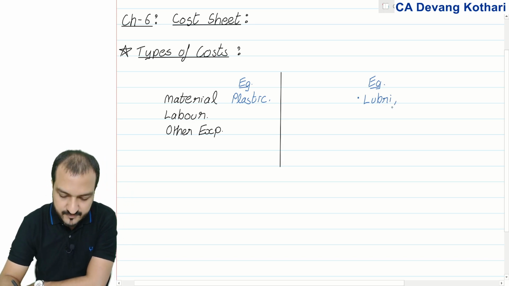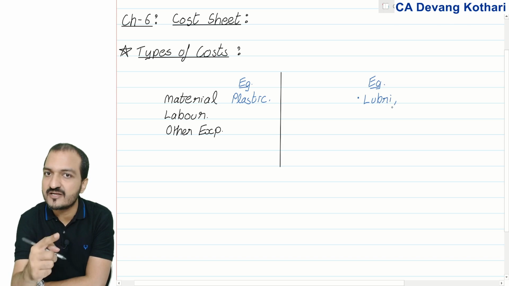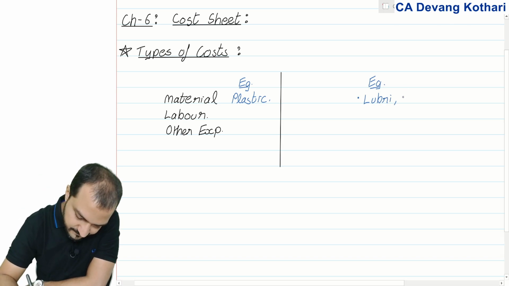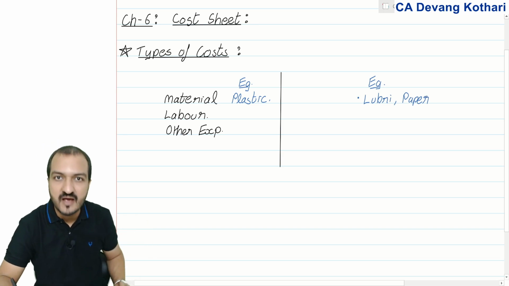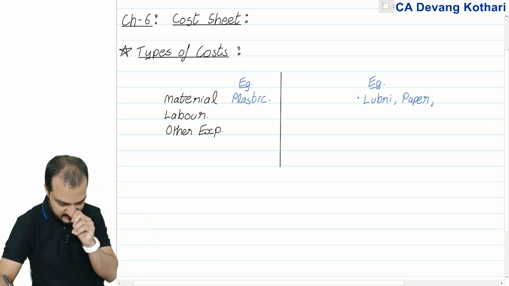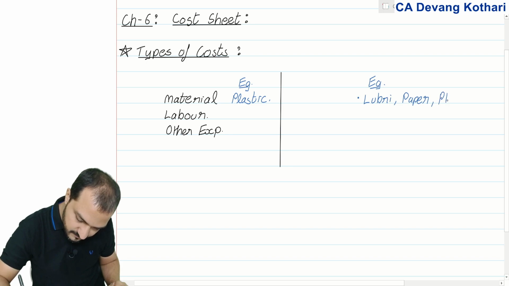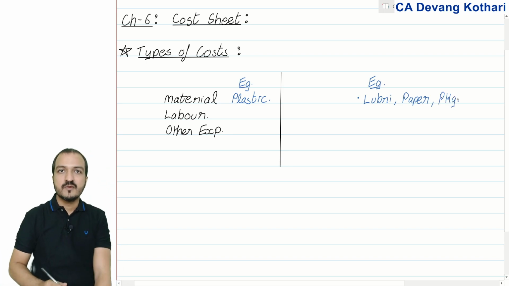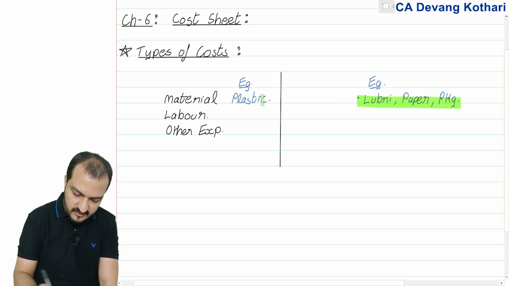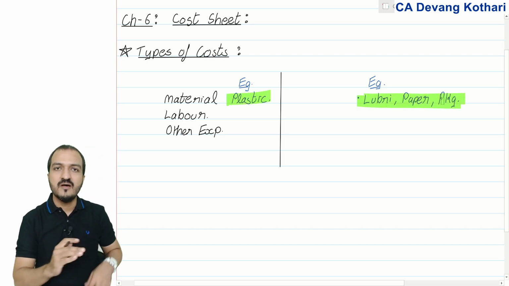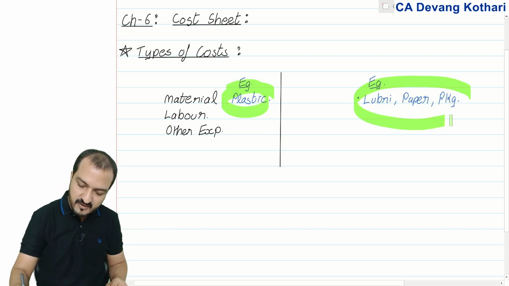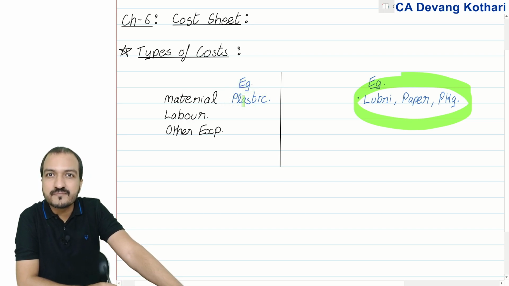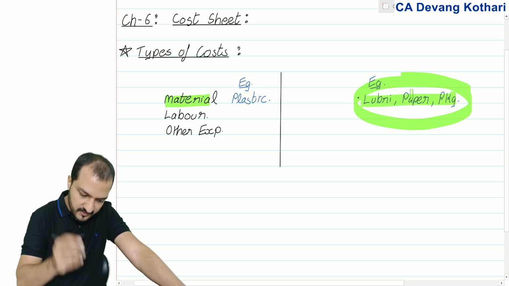I'll write three examples here. Lubricants is an example, lubricants which are used in the machines, or say paper, files, and other stationery items. Or say packing material. So tell me, aren't all of these also materials? This is also material, this is also material. Any difference between plastic as a material and lubricants, paper, packaging as a material? Both are materials, but there is some difference here.